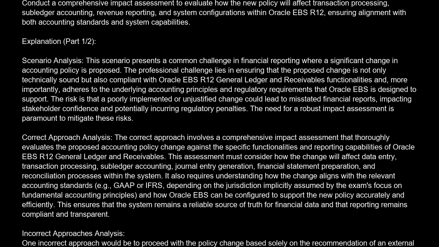the specific functionalities and reporting capabilities of Oracle EBS R12 General Ledger and Receivables. This assessment must consider how the change will affect data entry, transaction processing, subledger accounting, journal entry generation, financial statement preparation, and reconciliation processes within the system.